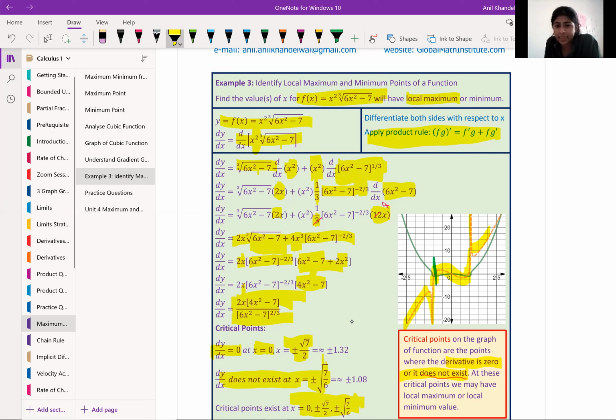In fact, there are 5 critical points here: 0, plus or minus square root 7 over 2, and plus or minus square root 7 over 6. Since we are also looking at the points where the derivative does not exist, the vertical asymptotes are those other points. So at these points also on the graph, we might have a local maximum or a minimum. The graph which I've drawn is very small in the critical part; the height is not much, so you cannot really see the maximum and minimum.